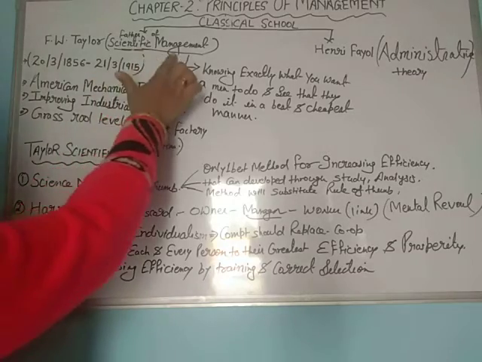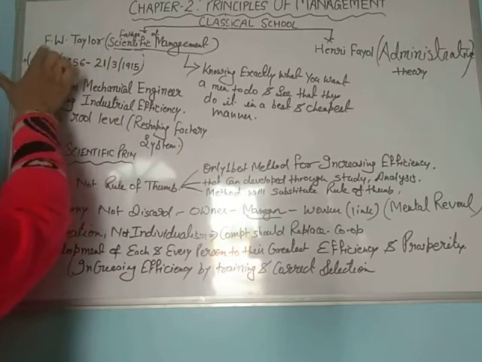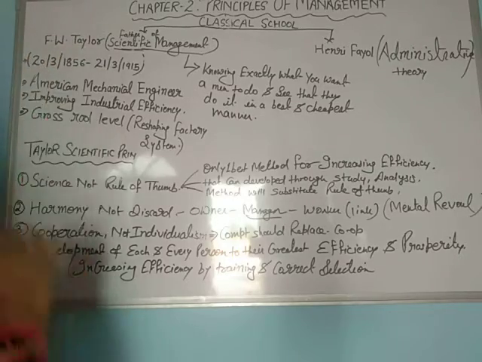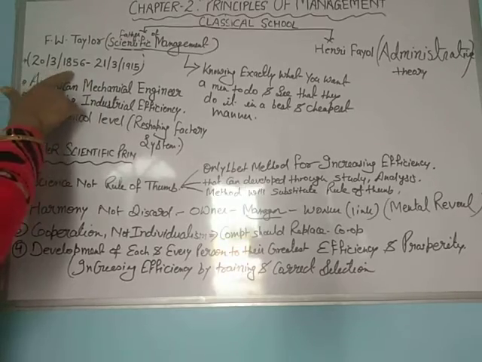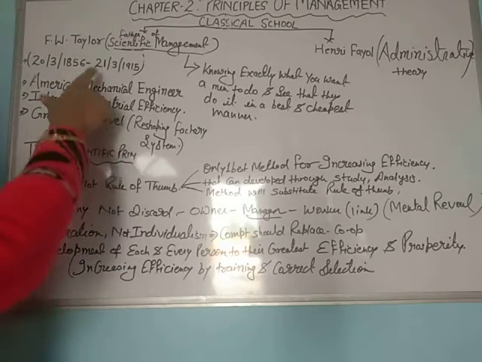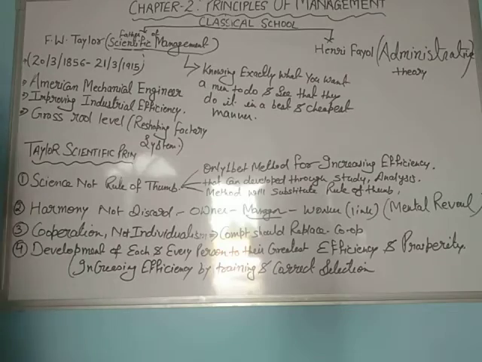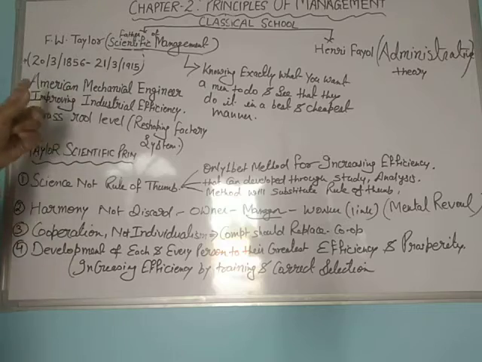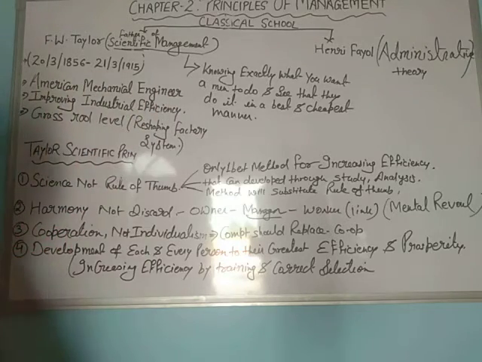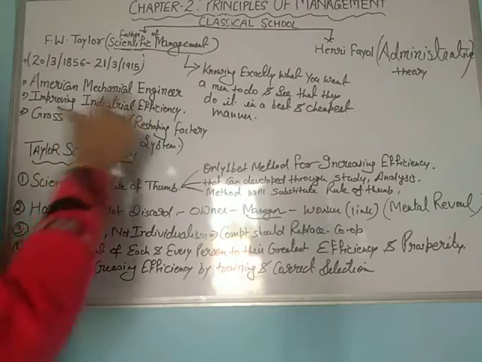Now, as this theory was given by F.W. Taylor, whose full name is Frederick Winslow Taylor, he was born on 20 March 1856 and he died on 21 March 1915. You need to remember these dates, students. And F.W. Taylor, also called the father of scientific management, was an American mechanical engineer, right? And he gave more focus to improving industrial efficiency.